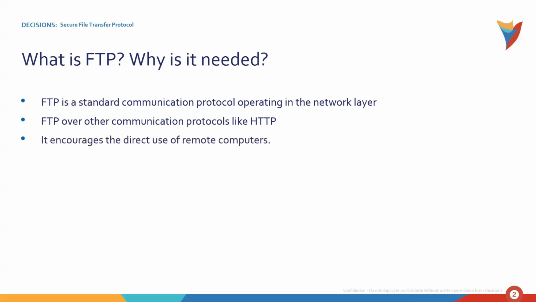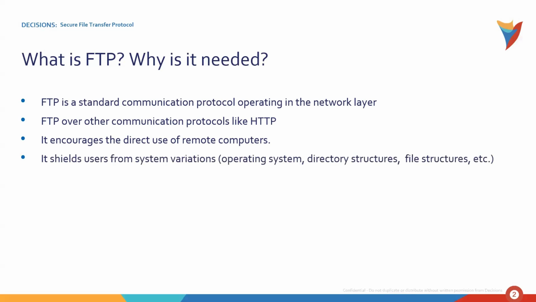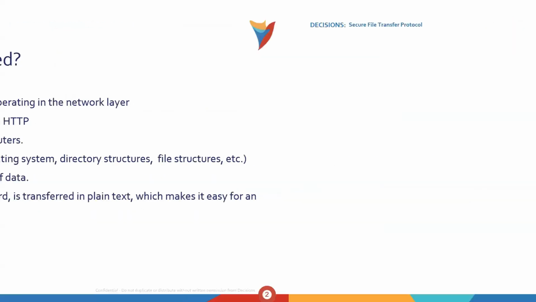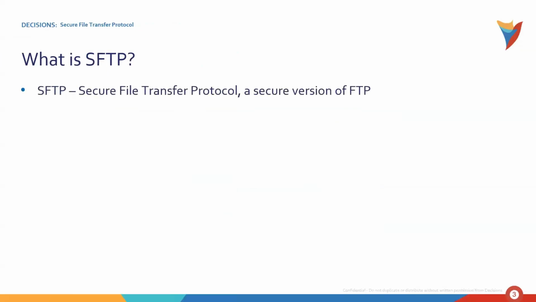FTP encourages the direct use of remote computers. It shields users from system variations, like differences in operating system, directory structures, file structures, etc. It promotes sharing of files and other types of data. All data, including the username and password, is transferred in plain text, which makes it easy for an attacker to intercept the transmission. To overcome the drawback of FTP, we have a secure version of it.